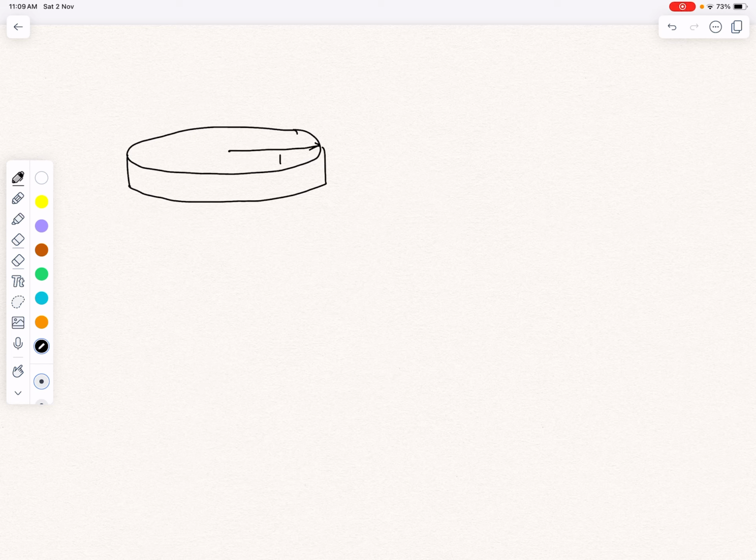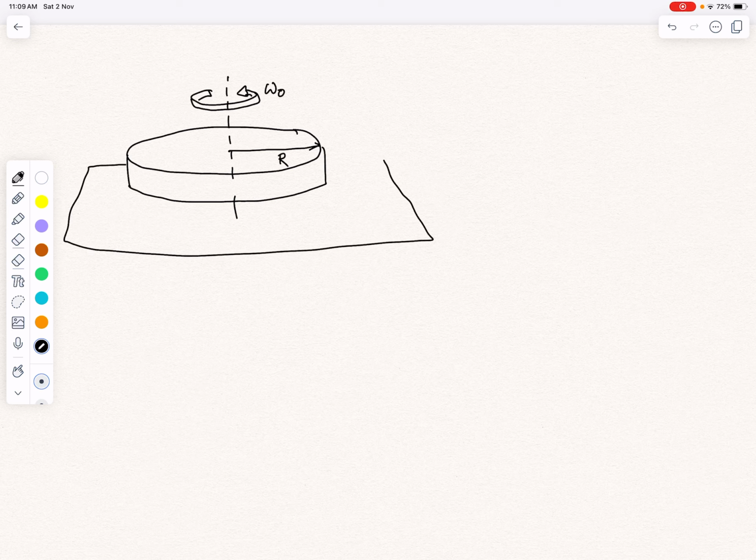See, in this problem, there is a disk of say radius r. So initially it is rotating about its axis with an angular velocity omega naught, or omega 0, and it is kept on a horizontal surface. There is ground, that is g is acting downward. So the coefficient of friction between ground and the disk is equal to mu. After what time the disk will stop?